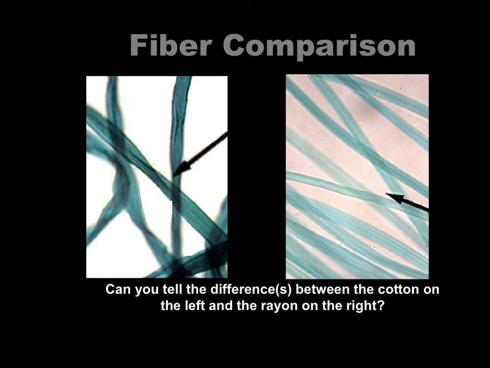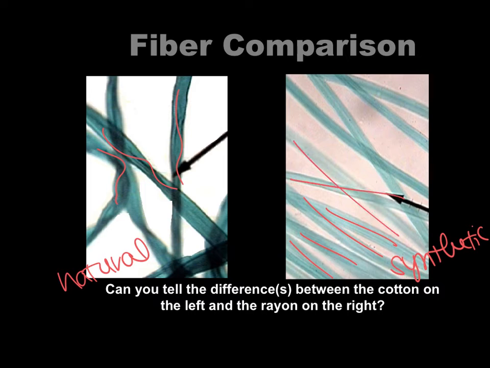So again, if you take a look at these two under the microscope, you can notice that the natural would be over here, and then synthetic on the right. If you notice between the cotton on the left and the rayon on the right, the rayon is more uniform. There's less buckling, there's less variation with the individual filaments as compared to the cotton. Now, you might remember from the last slide that rayon actually comes from a natural source, but it is chemically altered, so it gets classified as synthetic.